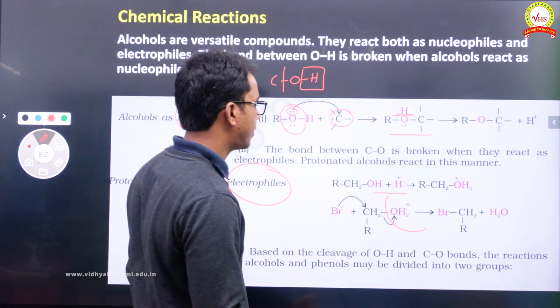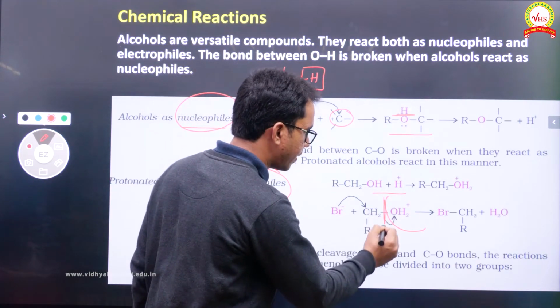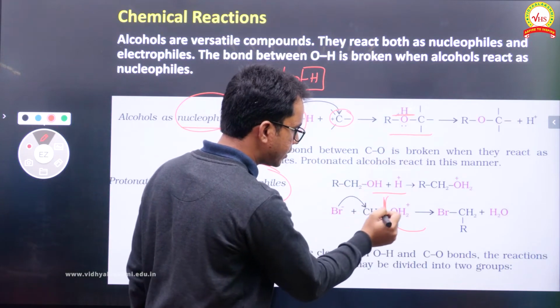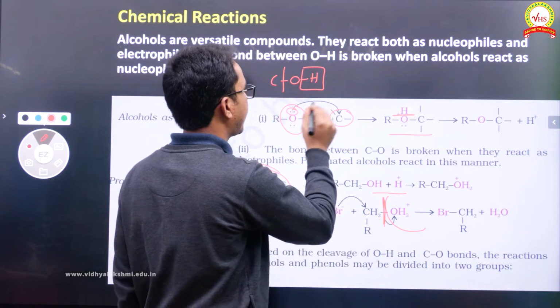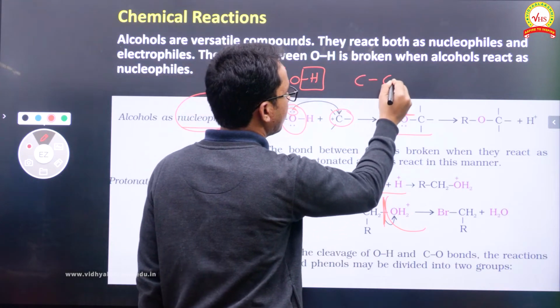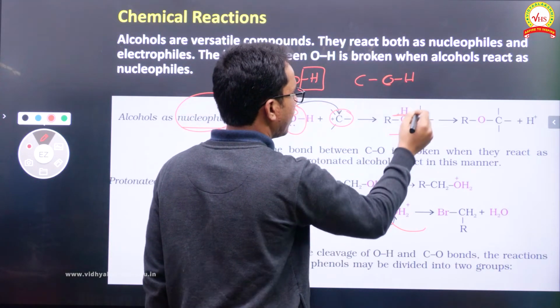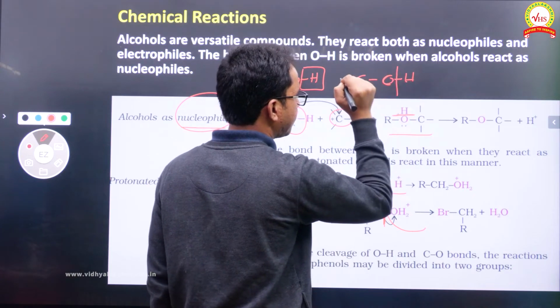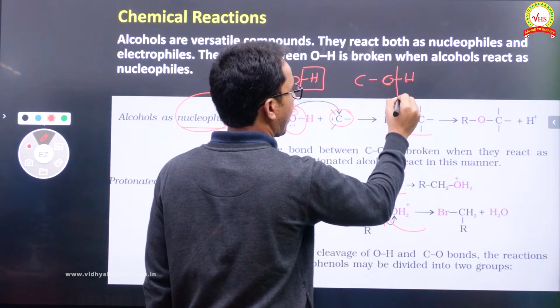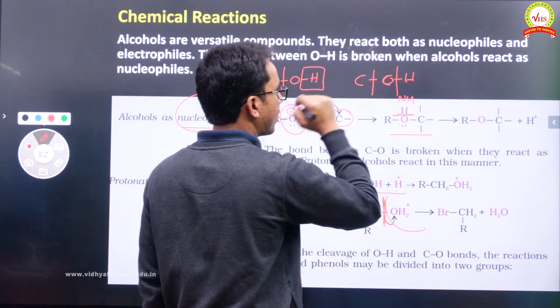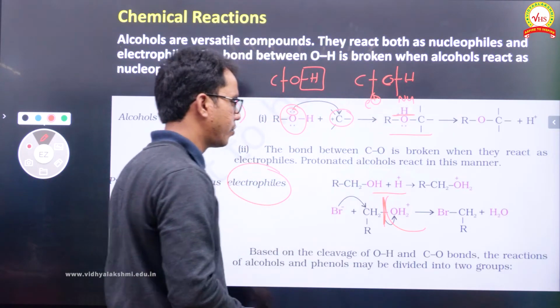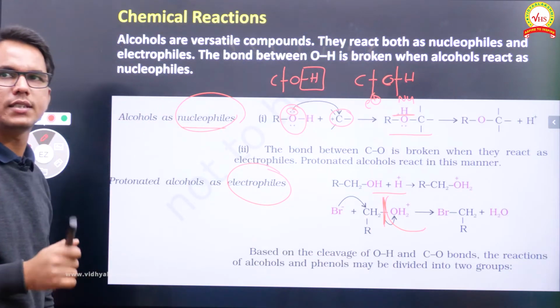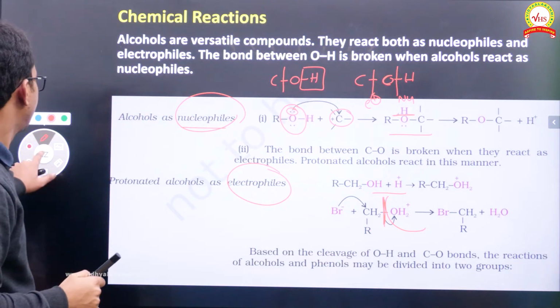Now, in this case, what bond is being broken? CO bond. Here, OH bond, okay. Let me take it here, C, O and H. Whenever OH bond breaking takes place, it will act as a nucleophile. Whenever CO bond breaking takes place, it can act as an electrophile. That one we have to remember, in which case it can act as electrophile and nucleophile.